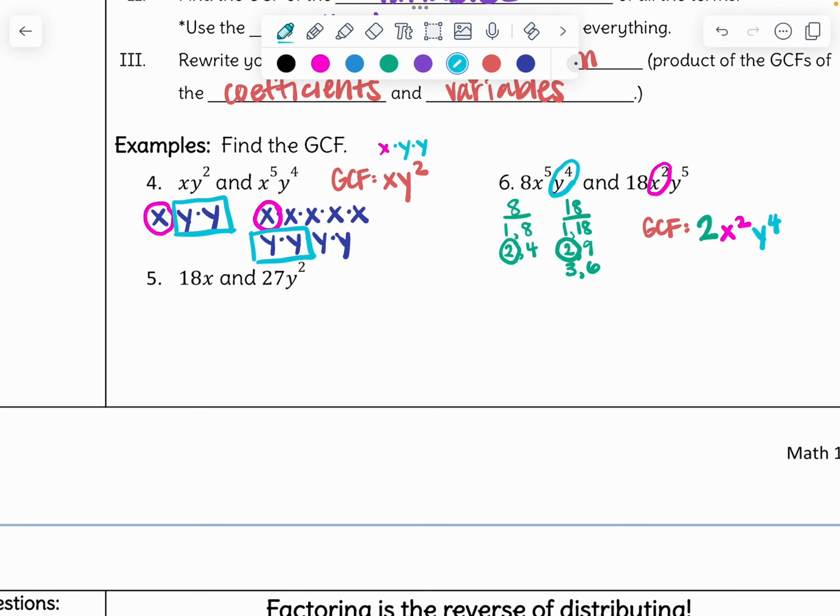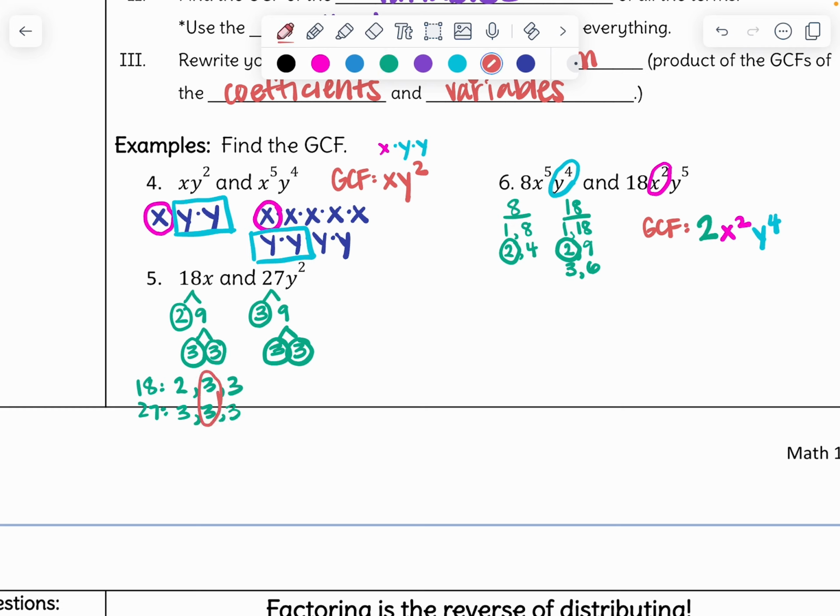Okay, number 5, 18x and 27y squared. So let's do the factor tree for this one, since we did the list last time. So I'm going to do 2 and 9, 2 is prime, and then 3 times 3, and then these are both prime numbers. For 27, we can do 3 times 9, 3 is prime, and then 3 times 3. So for 18, we have 2 times 2, 3, and 3. And for 27, we have 3, 3, and 3.